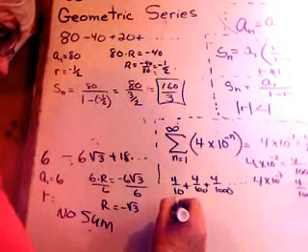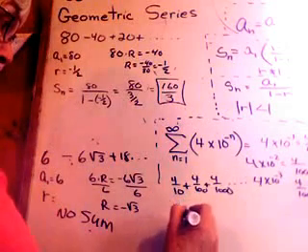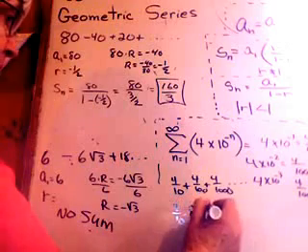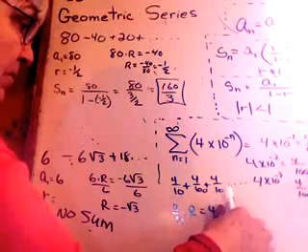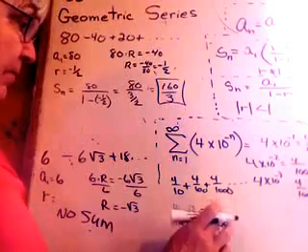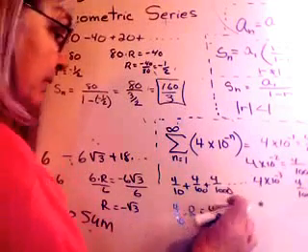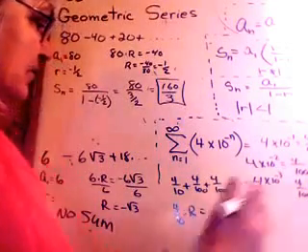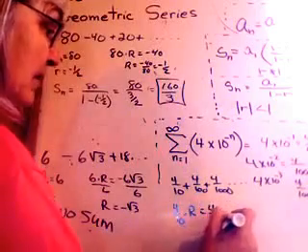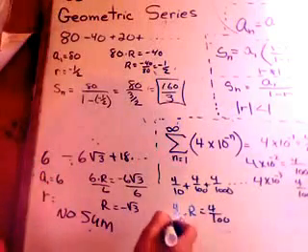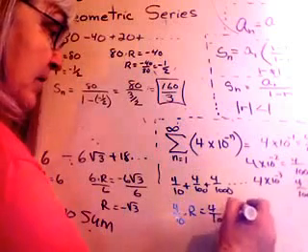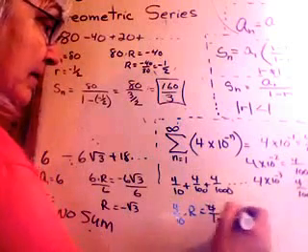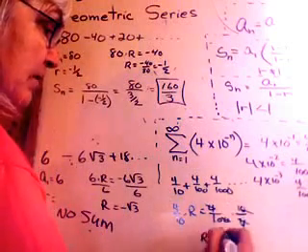Can I find the r? Yeah, 4 over 10 times r equals 4 over 100. Sorry about that. Let's fix that so you can read it. 4 over 100. There we go. All right, solve for r. So divide by 4 over 10, or multiply by 10 over 4. What do I get? r equals 1/10.